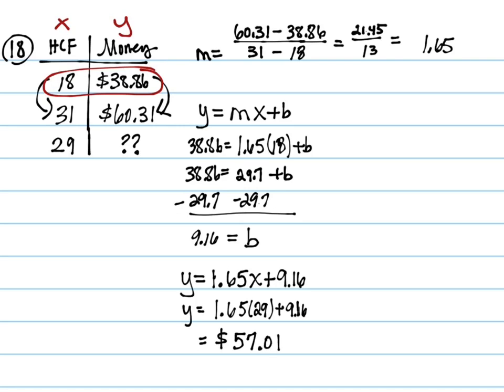57.01. Is that a reasonable answer based on my other values? Yeah, that's reasonable. Makes sense. Should be between the values, and we have 1 decimal or 2 decimals of accuracy. Okay, any questions about that one before we move on? Okay, how about 19?